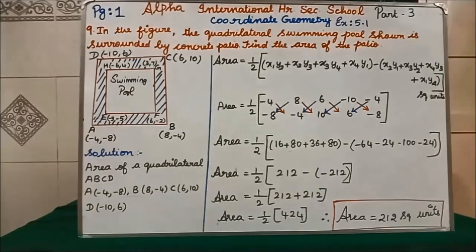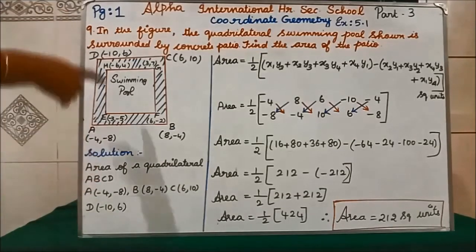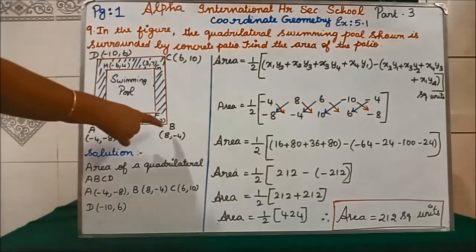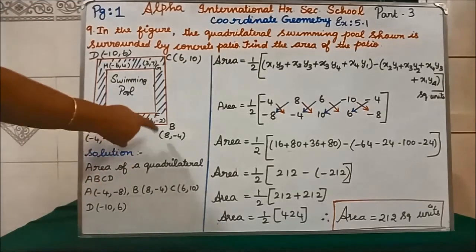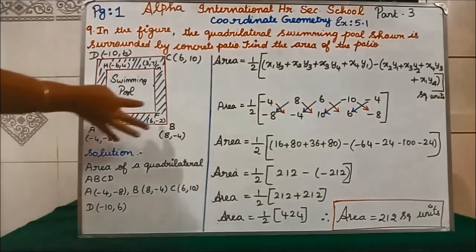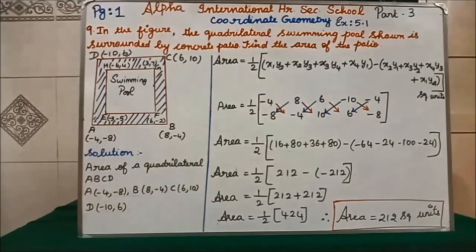Okay. See, in page number 1, ninth problem, I have found only the area of quadrilateral ABCD. In page number 2, we will find EFGH. Clear? Now see the solution. Area of quadrilateral ABCD.